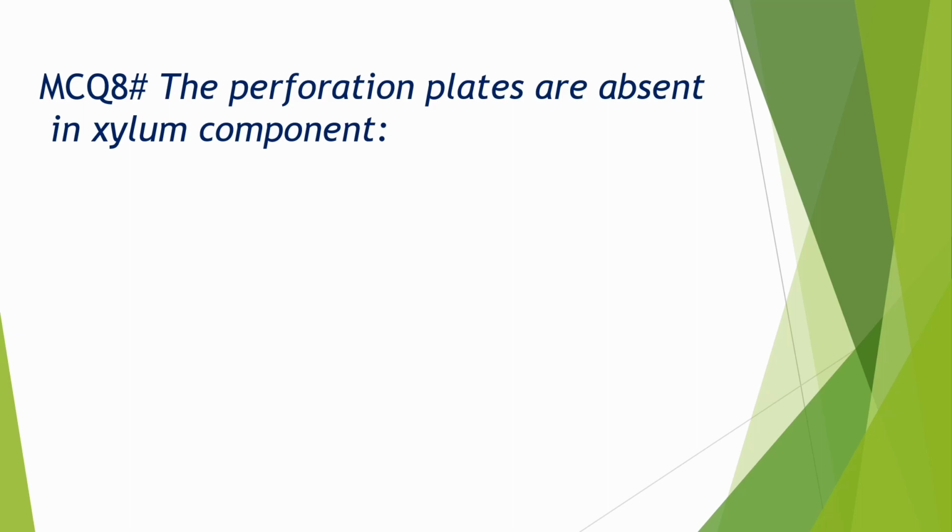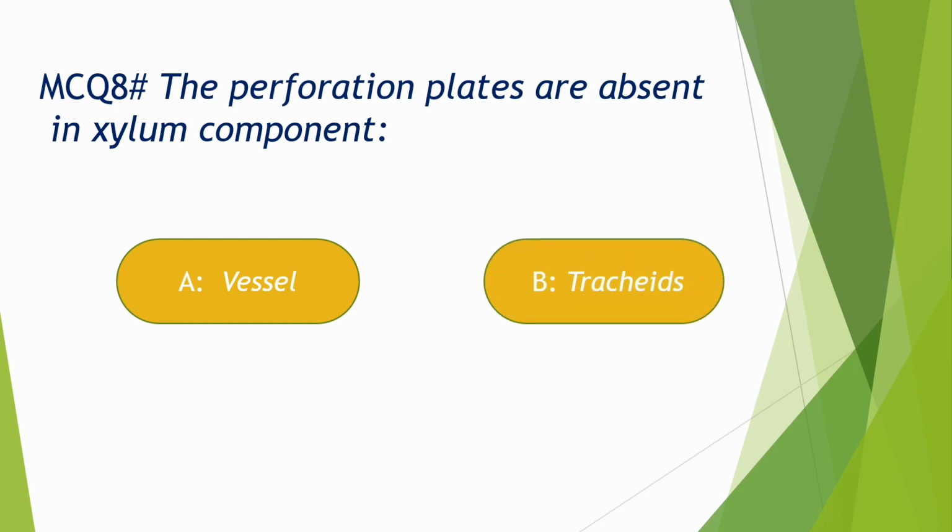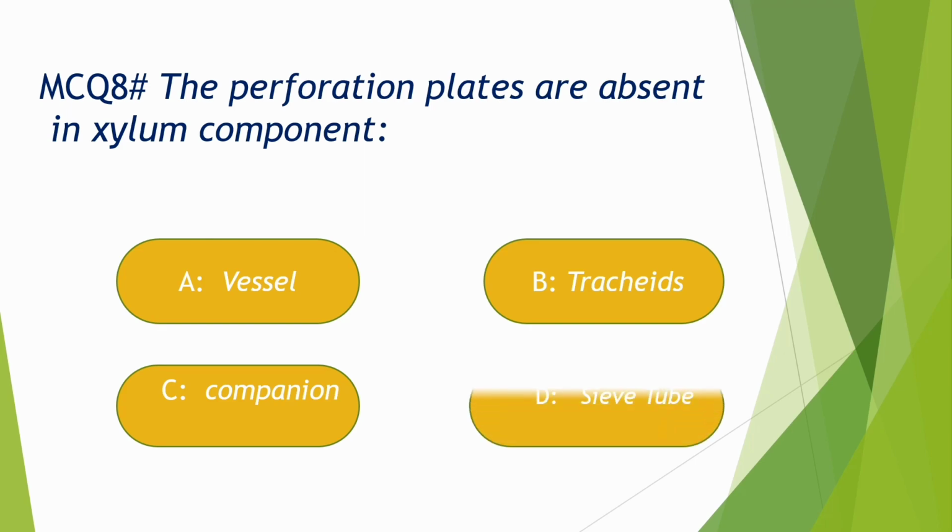The perforation plates are absent in xylem component. Option A. Vessel, B. Tracheids, C. Companion, D. Sieve tube. Correct option is tracheids.